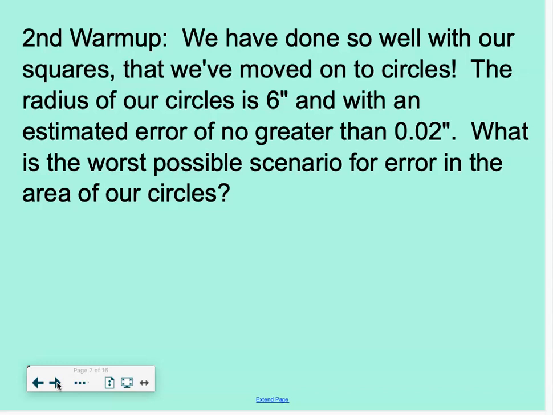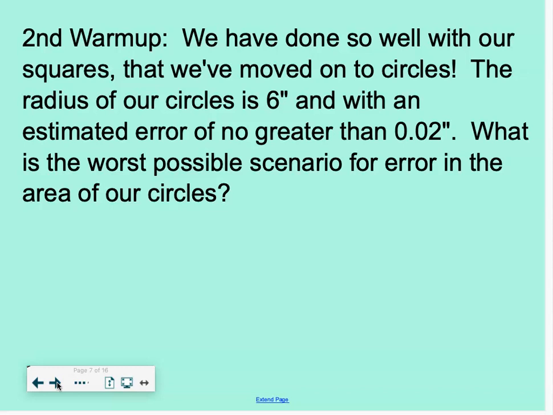So we did so well with our squares. We've moved on to circles. The radius of a circle is 6 inches, with an estimated error of no greater than 0.02 inches. What is the worst possible scenario for error in the area of our circles? Error in the area. All right.